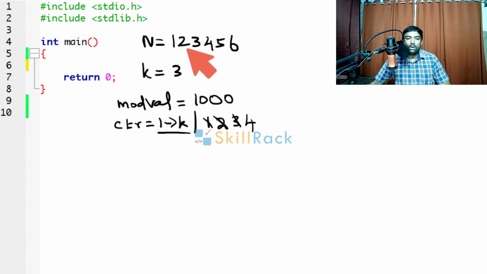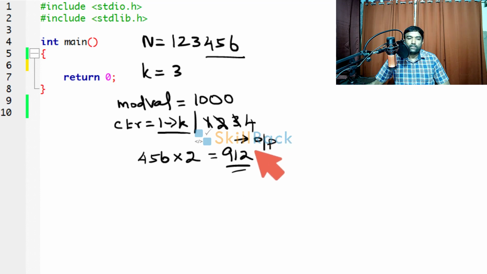So now divide n by this mod val and take the remainder. What is the remainder? It is 456. So multiply 456 by 2. This will give us the answer. So it will be 912. So we will be printing this value as the output.